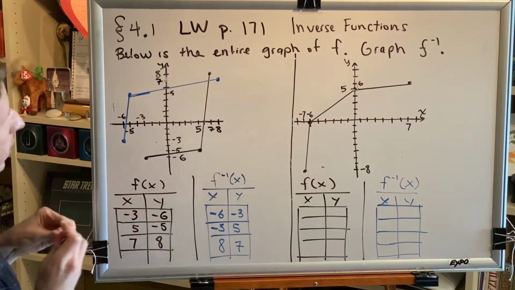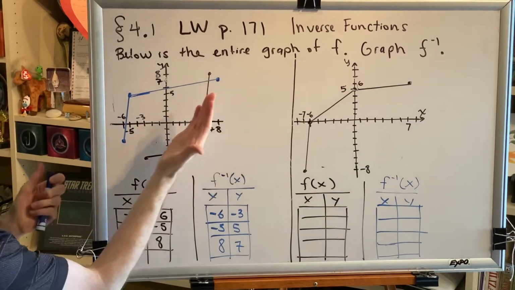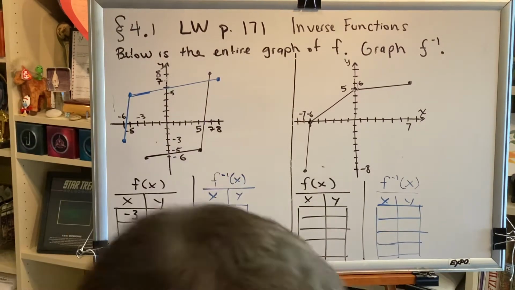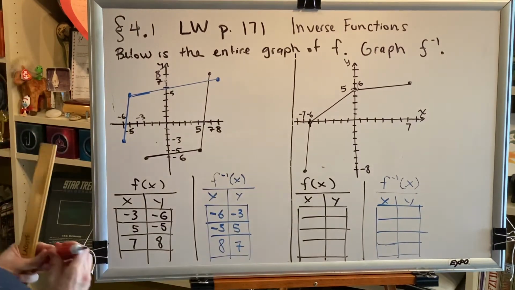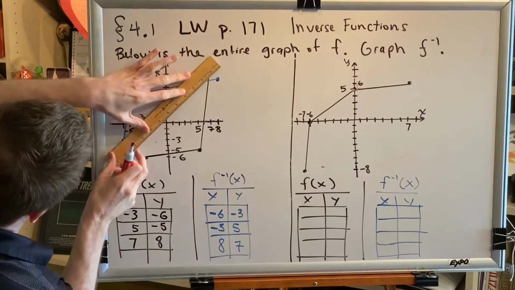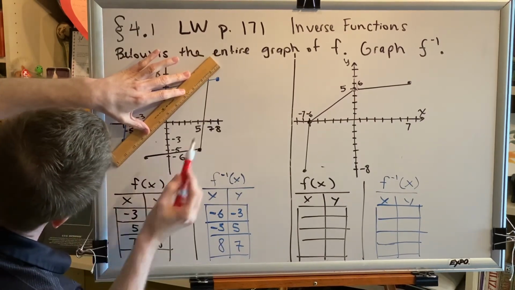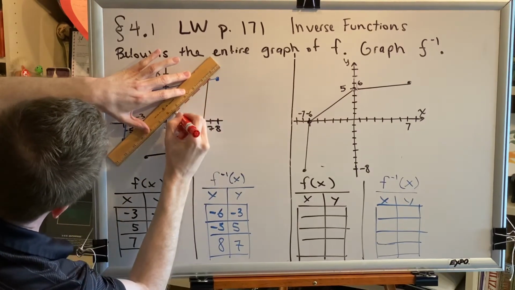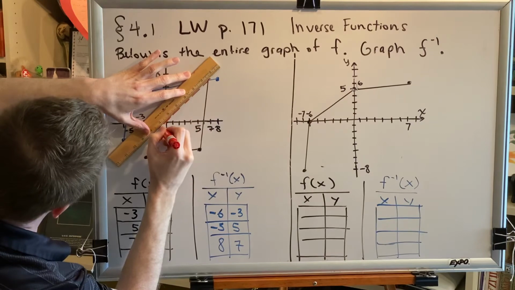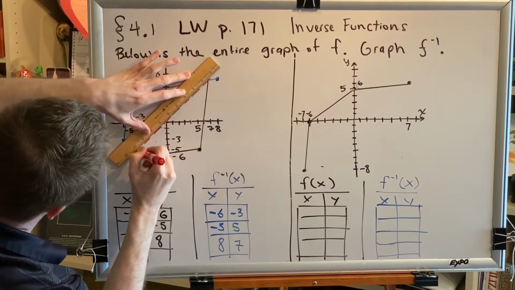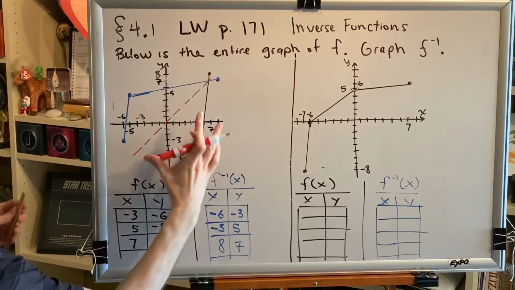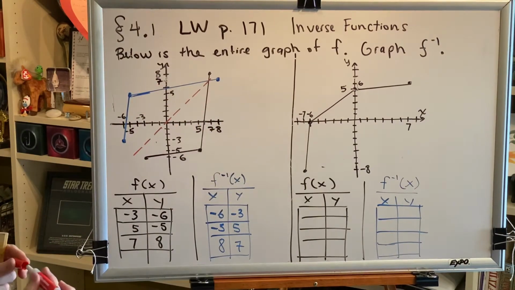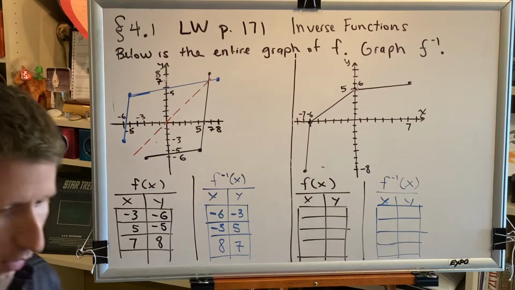Note the symmetry. If you take the black line segments and you spin them around the dashed line y equals x, then it gives you the blue line segments. Let's go ahead and draw that dashed line in here so that you can see that. The identity function is a line of symmetry. So here's y equals x. And if you spin the black function around the red dashed line, you get the blue function.